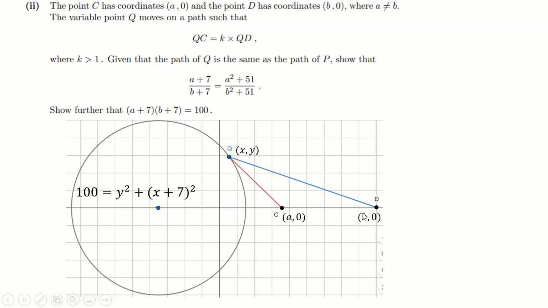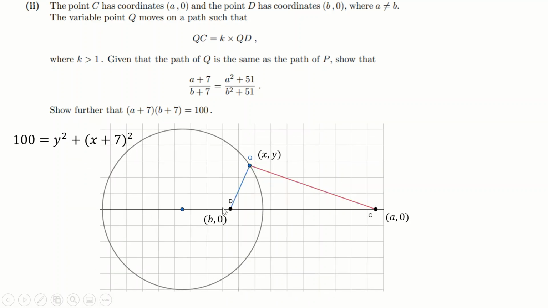And I still have my points (a, 0) and (b, 0), except now I look and I think actually, here, the distance QC is less than the distance QD. That doesn't make sense because k is bigger than 1. So actually, QD needs to be smaller in order for this to make sense, because I'm multiplying by something that makes it bigger. So this can't be my picture. Actually, I think after a bit of thought, you need to end up moving B inside the circle. So your picture actually ends up looking a bit more like this.